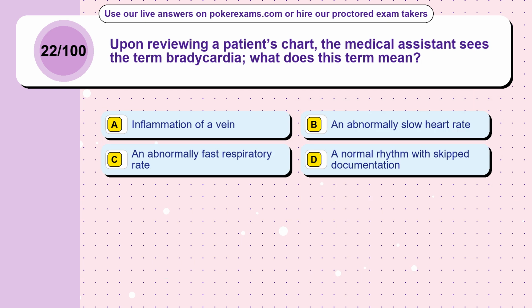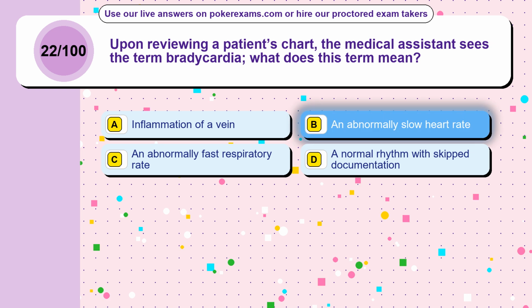Question 22. Upon reviewing a patient's chart, the medical assistant sees the term bradycardia. What does this term mean? Option A. Inflammation of a vein. Option B. An abnormally slow heart rate. Option C. An abnormally fast respiratory rate. Option D. A normal rhythm with skipped documentation. The correct answer is option B. An abnormally slow heart rate.